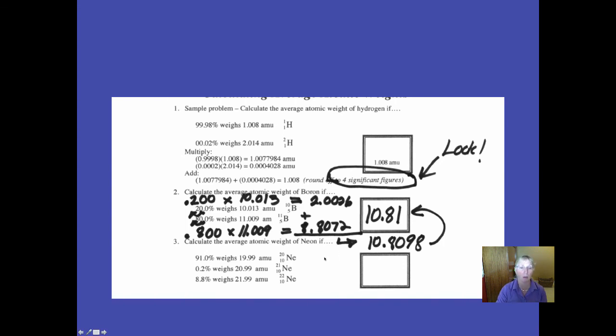Our point would be that whenever you do one of these average isotopic masses, the answer that you get will not be the same atomic mass for any individual isotope, but whichever one you have the most of, like in this case, 91% of neon has this mass, your answer will be closer to the mass of the one that you have more of. So one more time, that's what we call an average isotopic mass. It's a weighted average, not like a simple average. You take into account the percentage abundance of each of those isotopes in nature.